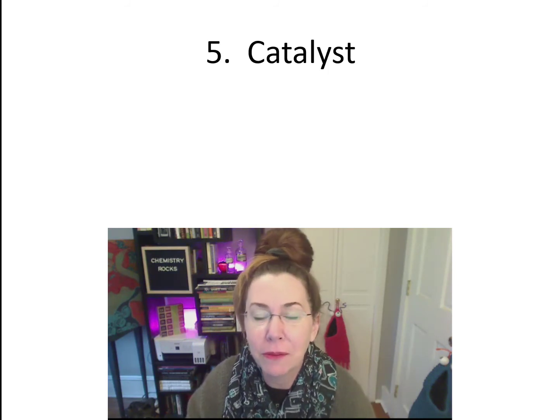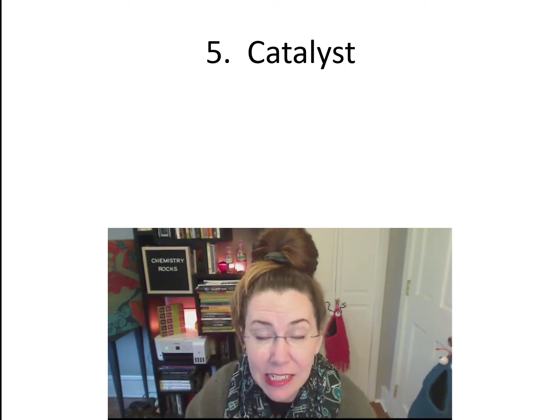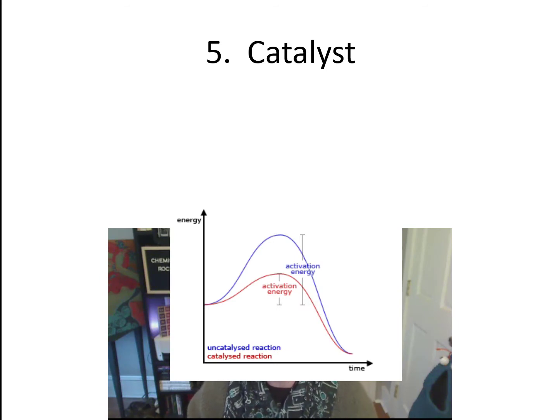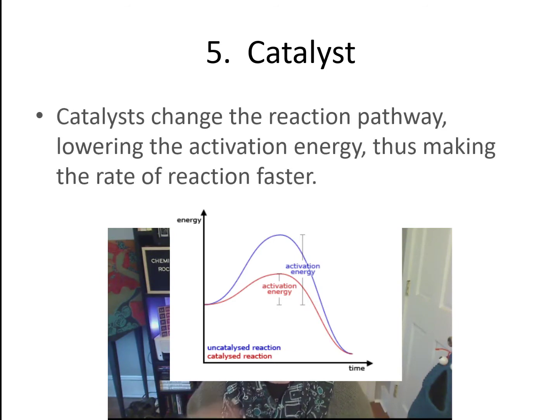The 5th way that we can affect the rate of a reaction is a catalyst. We learned about catalysts when we were learning about potential energy diagrams. What do catalysts do? Well, they lower the activation energy of a system, and they do this by changing the pathway that the reaction takes.